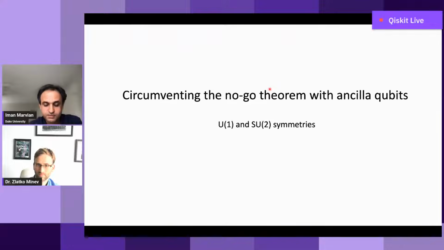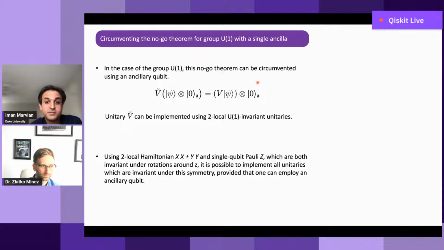because in the context of this U1 symmetry that we are discussing, this can be interpreted as conservation of energy. Another way to interpret this result is that you cannot generate a general energy conserving unitary using two local energy conserving unitaries. But fortunately, it turns out that at least in some cases, you can circumvent this no-go theorem using ancillary qubits. In the case of group U1, this no-go theorem can be circumvented using an ancillary qubit. Just a single ancillary qubit is actually enough.